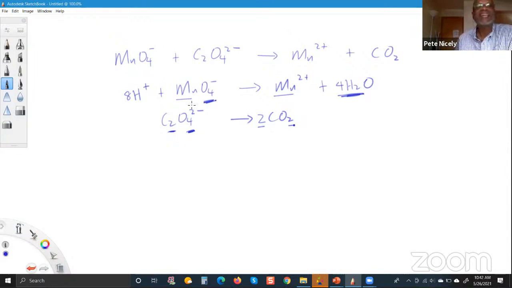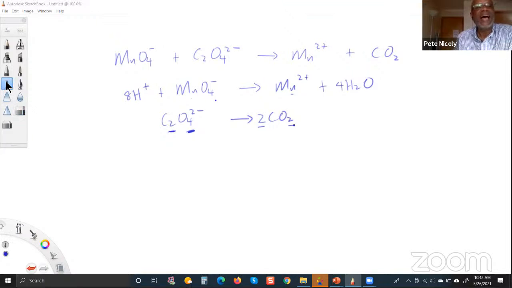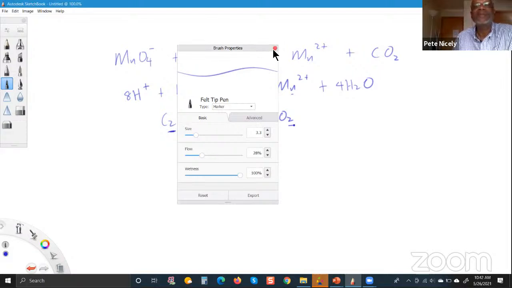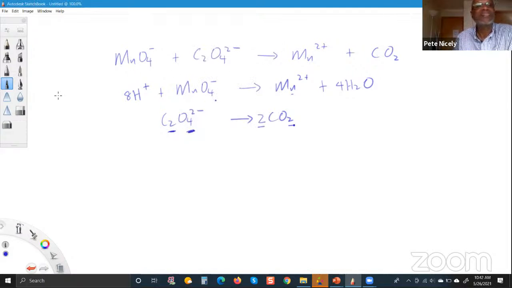Okay, so the next step is where, again, as I said before, students tend to screw this up because the next step is where we balance the charges by adding, I'm sorry, not H plus ions, electrons. That's what I meant to say.